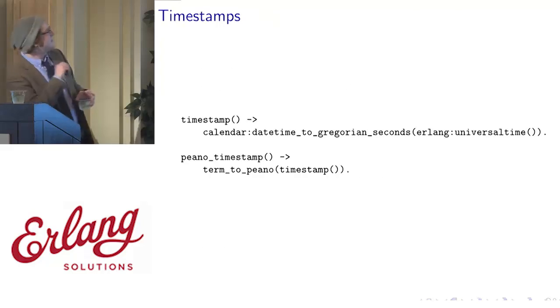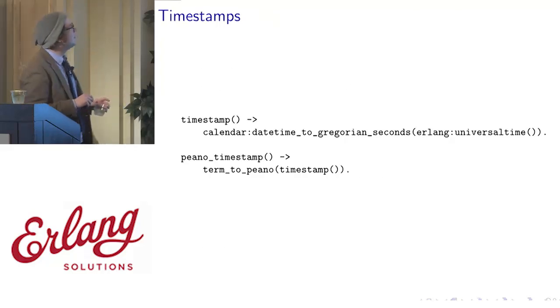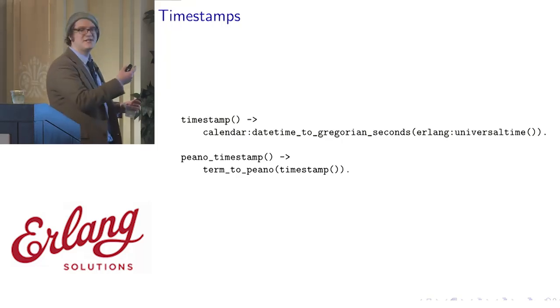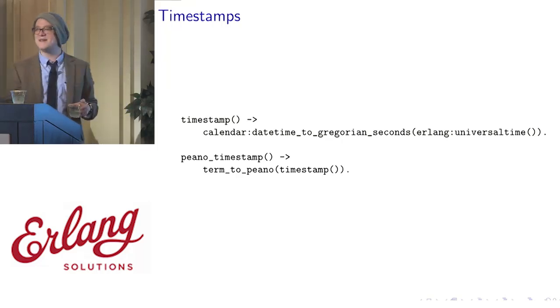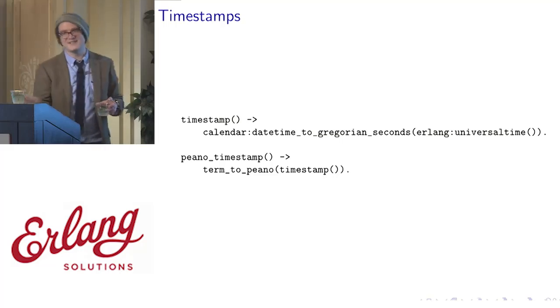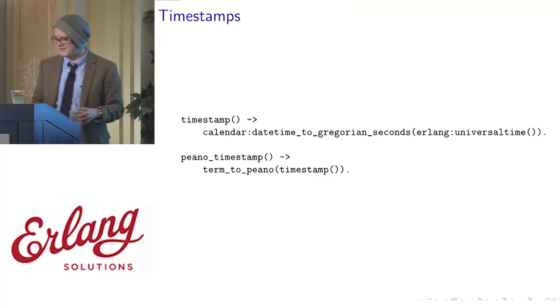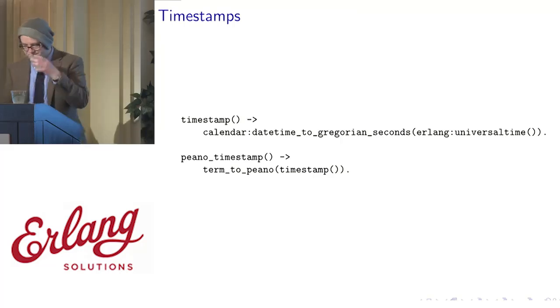In relation to timestamps, with timestamps, we call calendar date time to Gregorian seconds, Erlang universal time to generate a timestamp, and then we have Peano timestamp, which basically takes that timestamp, converts it to a Peano number, and that's the caller for the verified version to get the timestamp to use when it goes to make the vector clock.